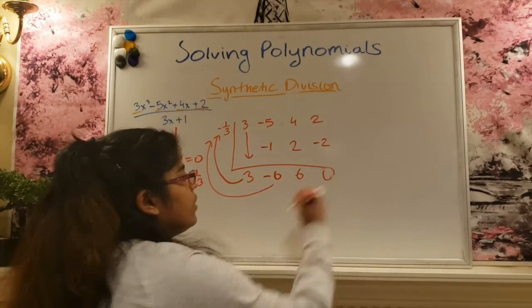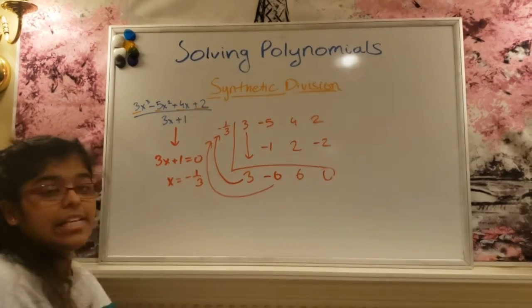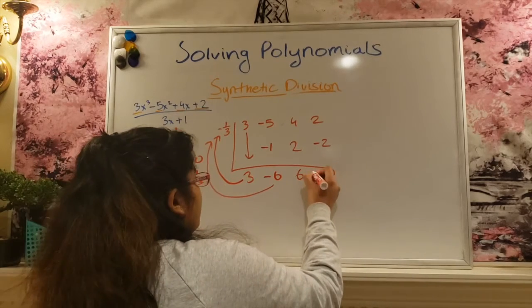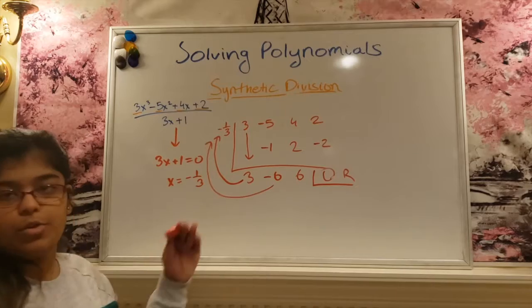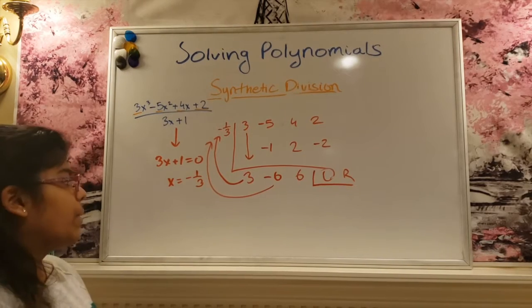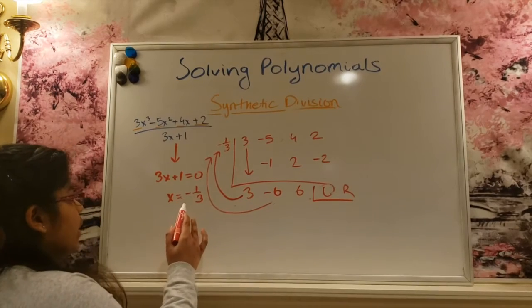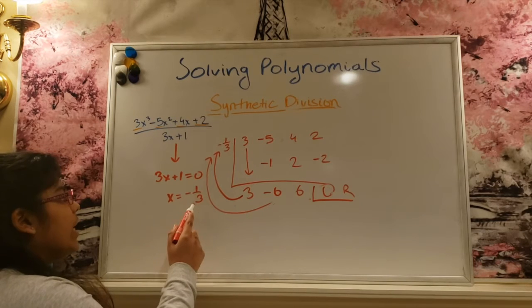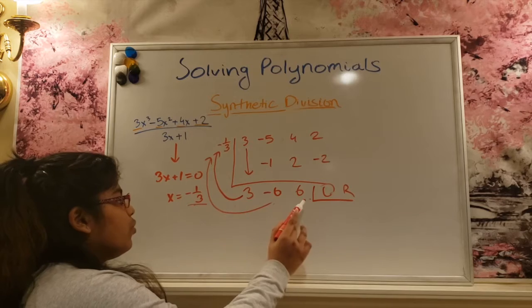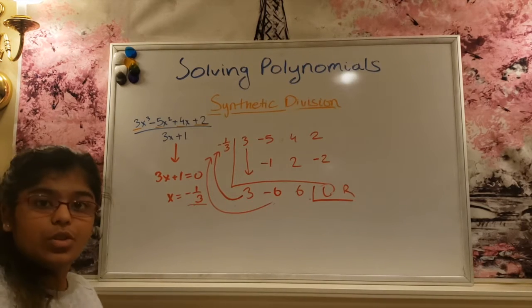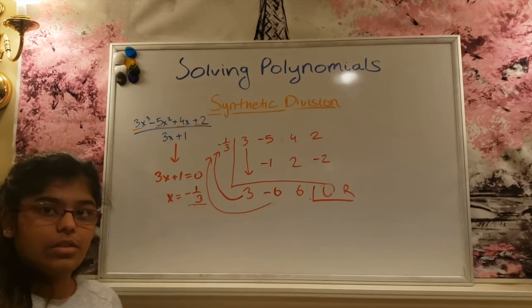Our last calculation is different from the others as it is the remainder. So we're going to put an L around it and we're going to label it as the remainder. Since our remainder is 0, we don't have to worry about it. As our x-intercept is a fraction of negative 1 divided by 3, we have to divide our solutions by 3 as well. If it was a whole number, we would not have to do this.